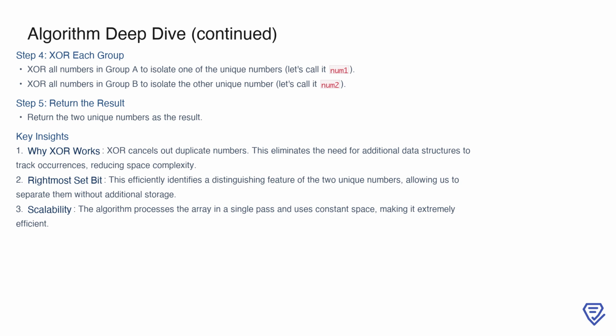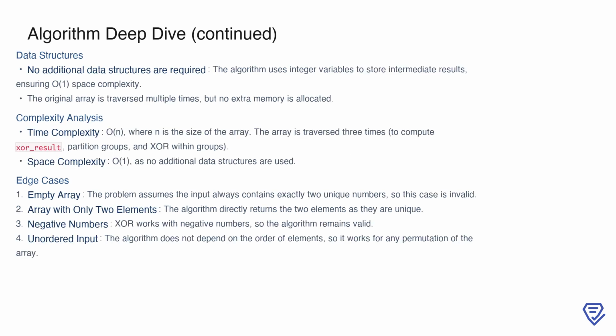The beauty of this approach lies in how XOR efficiently isolates the unique numbers without requiring extra memory to track counts. This algorithm is highly efficient because it doesn't require any additional data structures, relying only on integer variables to store intermediate results. In terms of time complexity, the array is traversed 3 times, once to calculate the cumulative XOR, once to partition the numbers, and finally to XOR within each group. This results in an O(n) time complexity. The space complexity is O(1), as no additional memory is allocated beyond the variables used.